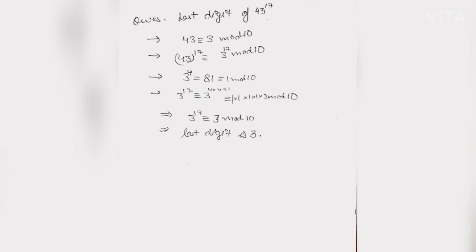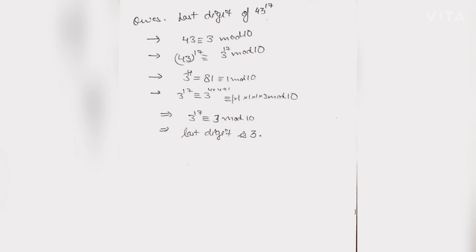So the first step is we know that 43 is congruent to 3 mod 10, simple calculation, and so we'll raise it to the power 17. So 43 raised to the power 17 is congruent to 3 raised to the power 17 mod 10. It implies that the remainder when 3 raised to the power 17 is divided by 10 is the actual answer. We also know that 3 raised to the power 4 is equal to 81, and it is congruent to 1 mod 10. It means the remainder is 1 when it is divided by 10.